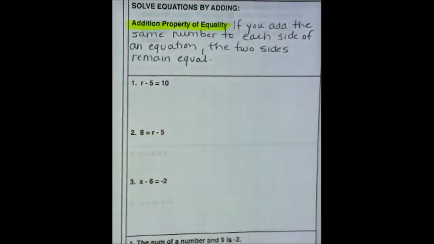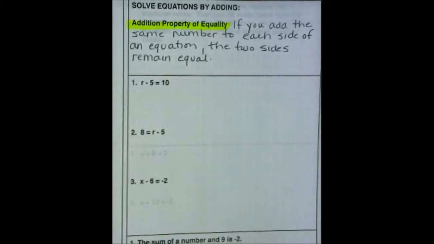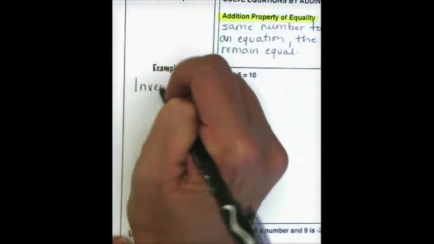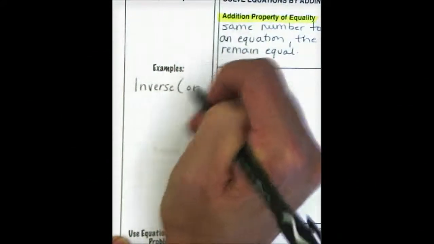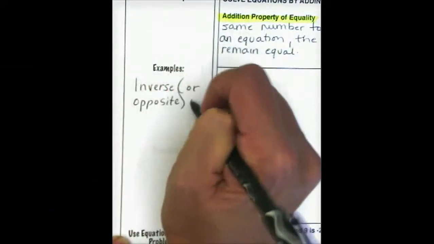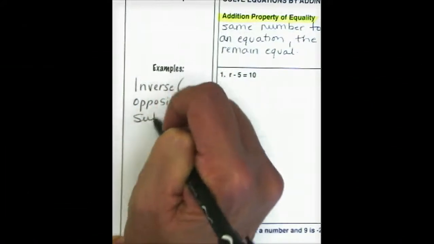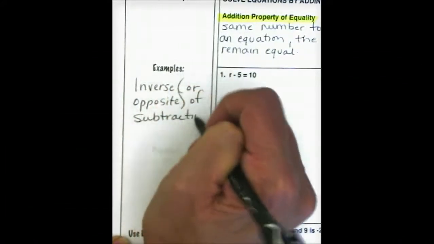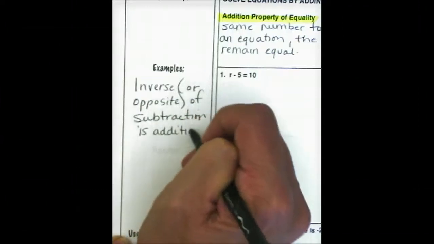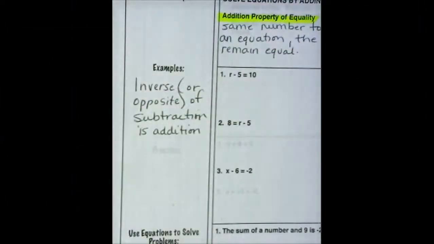So let's take a look at the examples. This time we've got where we are subtracting instead of adding. So we're going to talk first about our inverse or opposite of subtraction this time, is addition. So we will use addition to undo the subtraction in these equations.